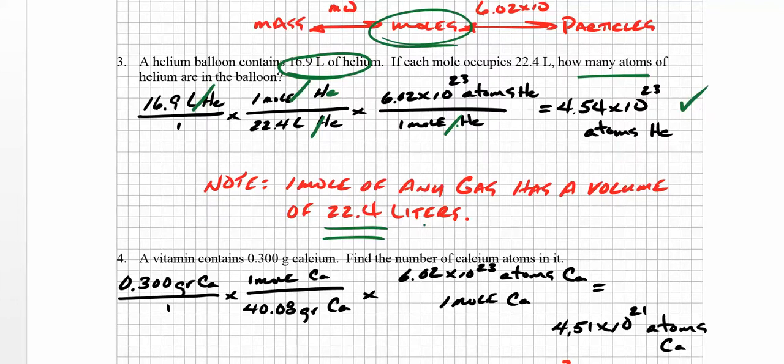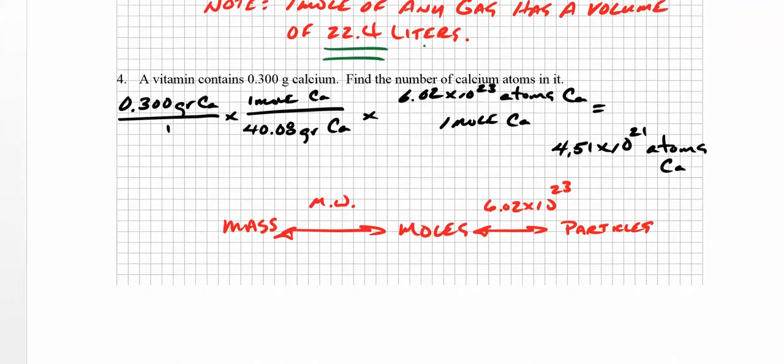Let's move on to number 4. Number 4 says a vitamin contains 0.300 grams of calcium. So that obviously is what I've been given. Find the number of calcium atoms. So I'm starting with grams, and I'm trying to get through to atoms, but I have to go through a moles intermediate.